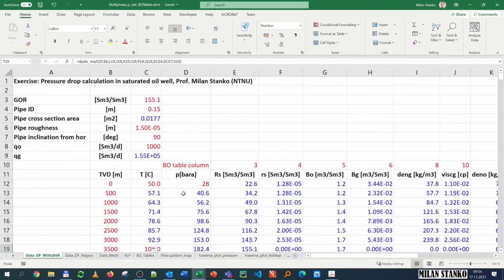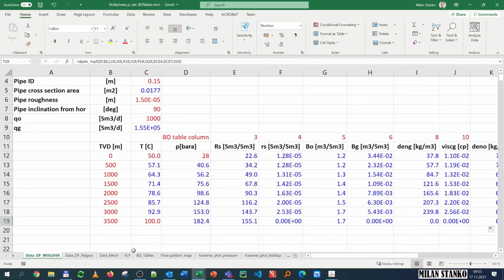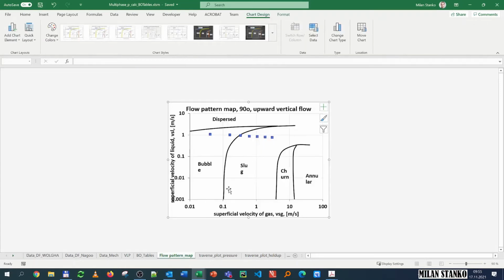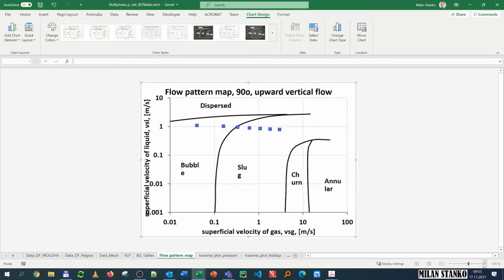So now let's see something interesting that I have also here. I have a flow pattern map, the one presented in class, which I think is only for water and air, 90 degrees going up. So it might not be so applicable for this case, but still I think we can get some interesting observations.